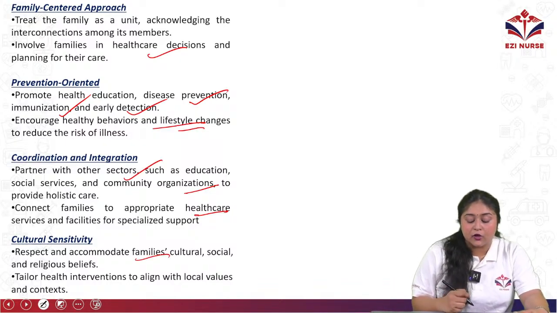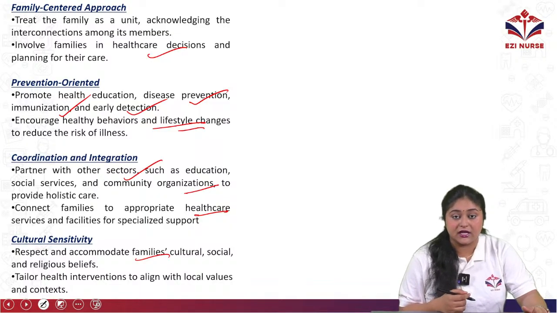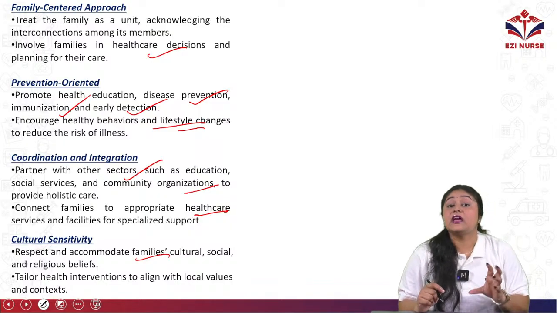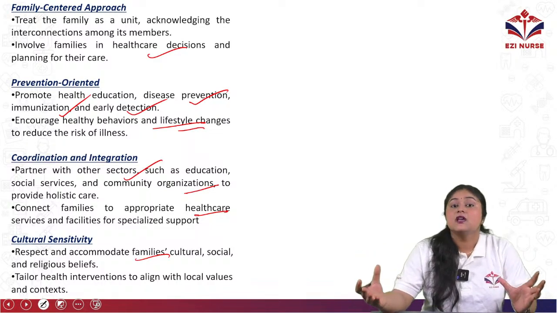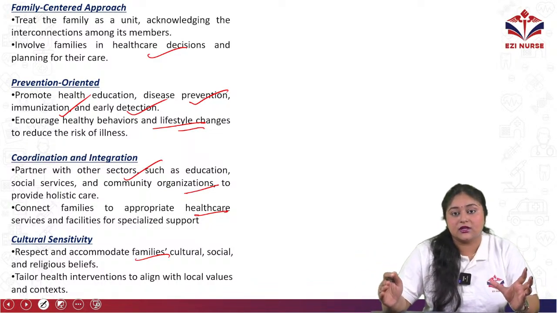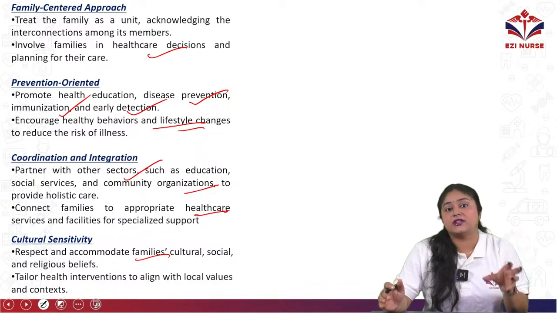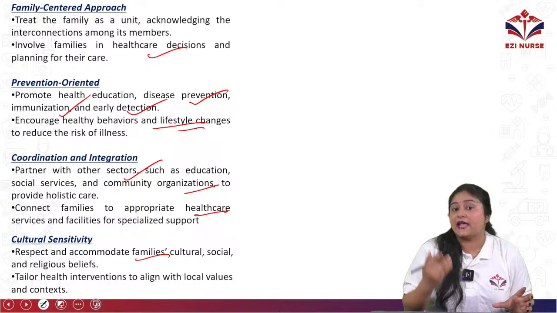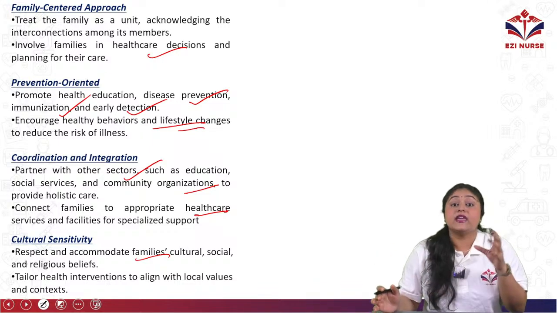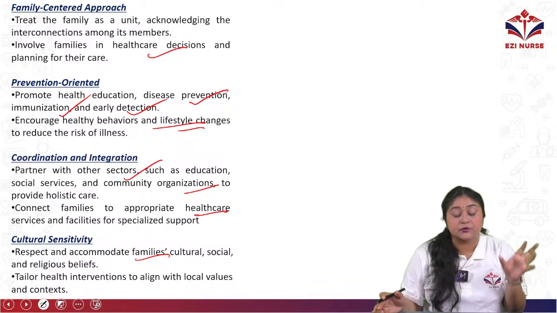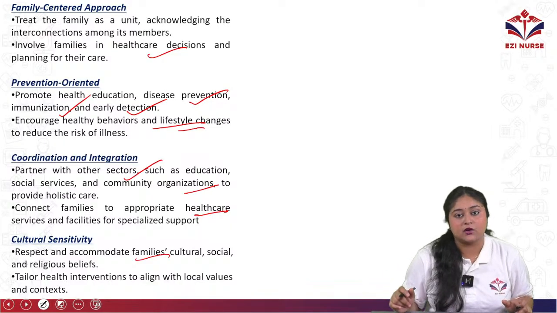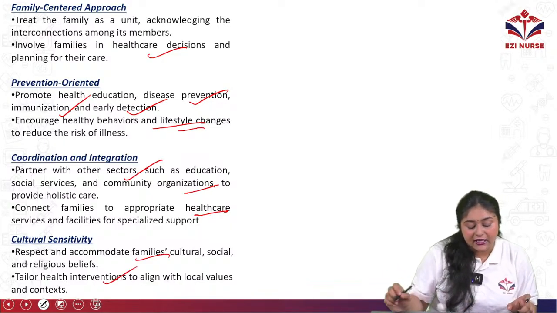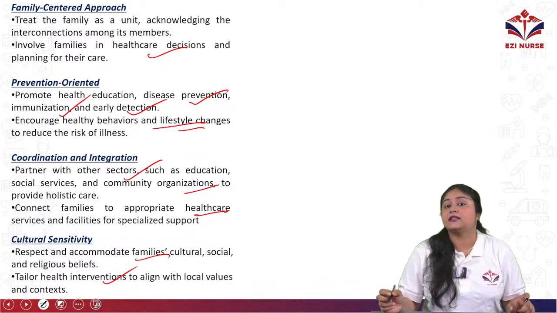Respect and accommodate families' cultural, social and religious beliefs. Mainly when we provide nutrition or some kind of food, especially specialized food for that particular disease, to any patient, sometimes they disagree with having this kind of food. Why? Based on their cultural beliefs. So as a nurse or as a healthcare worker, we can't deny it. We have to accept their beliefs, their cultural and social values, and based on that we have to provide a diet plan to that particular patient. Next, we have to tailor the health interventions to align with the local values and context.